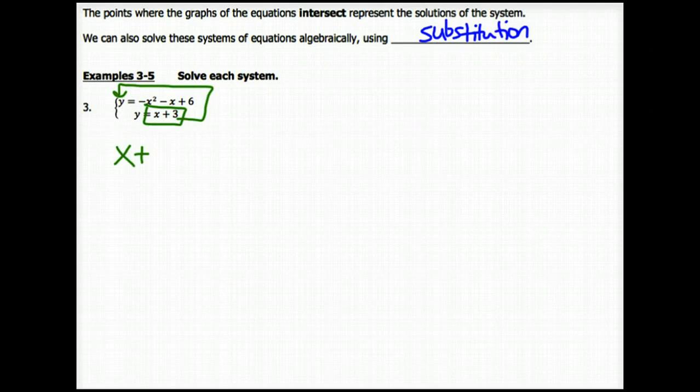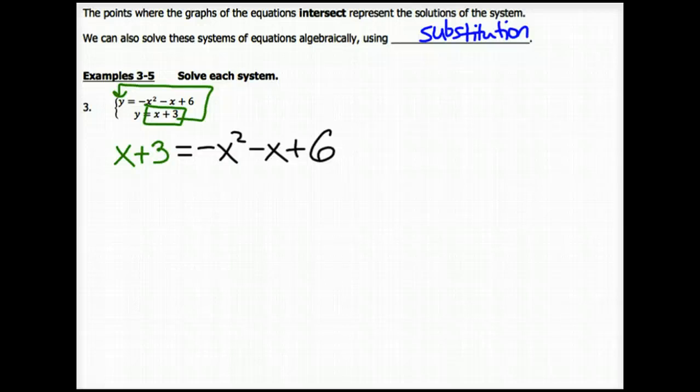x plus 3 equals negative x squared minus x plus 6. And now basically we've combined these 2 equations into one, and it's now a quadratic equation, and this is what we've been doing this entire unit. So we're going to be solving this quadratic equation now using whatever method we choose by setting this equal to 0.